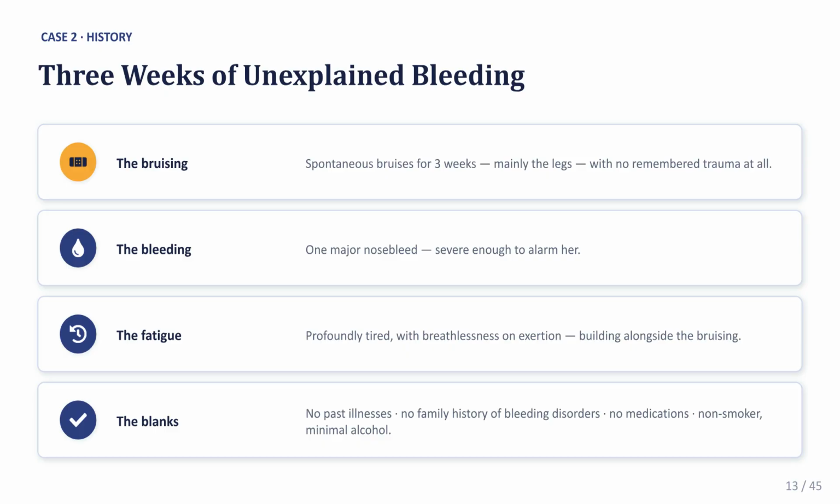Her history is striking for the absence of predisposing factors. No trauma, no medication use, no family history. The key is the combination of bleeding symptoms and profound fatigue. This pairing suggests a failure in the bone marrow's production of necessary blood cells, specifically those responsible for clotting and oxygen transport. We need to investigate her blood counts.